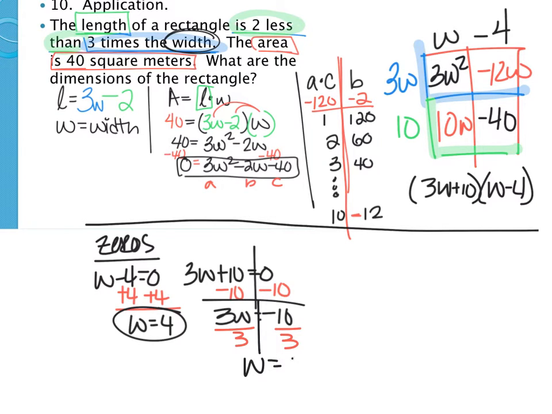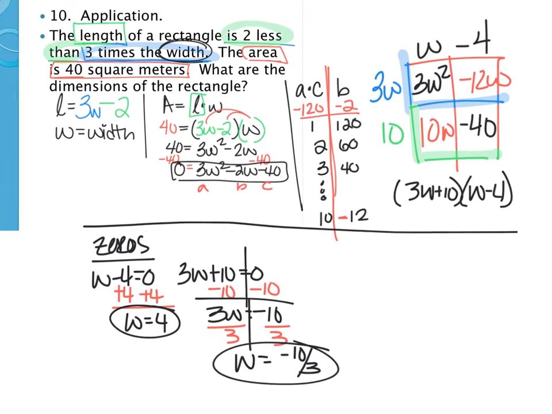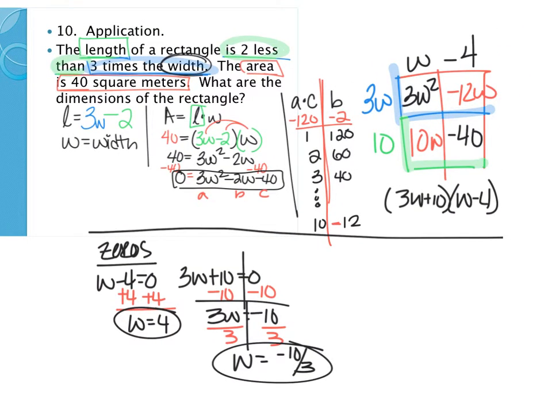So we get W is equal to negative 10 thirds. Okay, we are talking about a rectangle. So this is where I was saying you got to stop and think for just a minute. Is this a negative? This is a negative. So I want to see in your work where you X through that so you don't use that number. You're not going to tell me that your length is 4 and your width is negative 10 thirds, because you only get one answer right here.